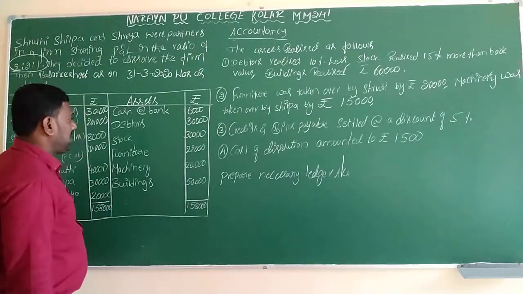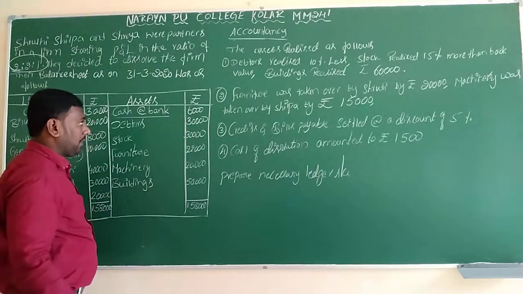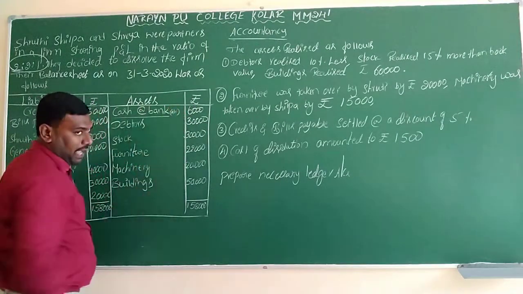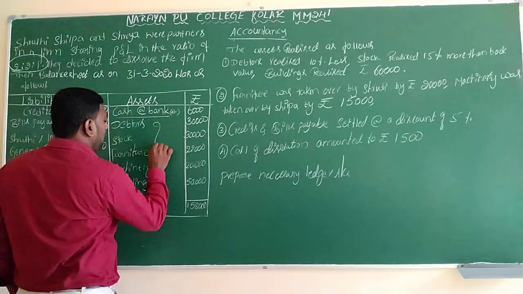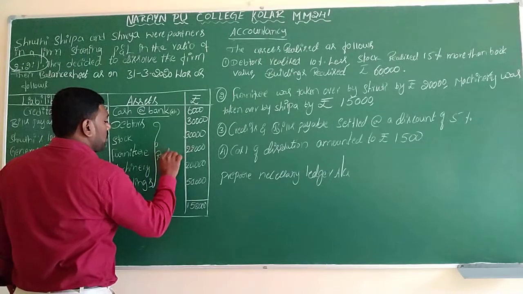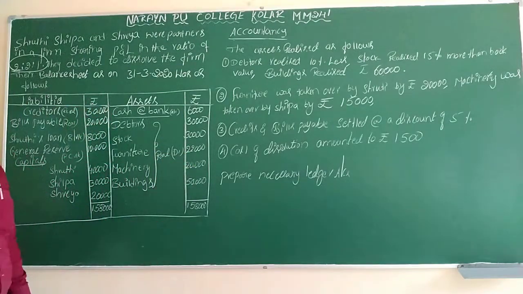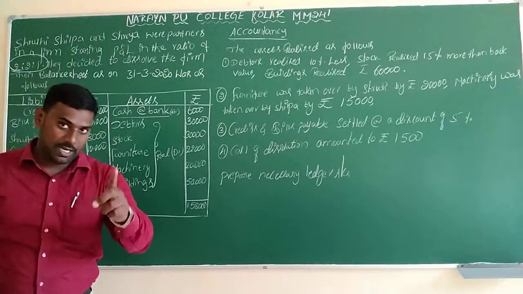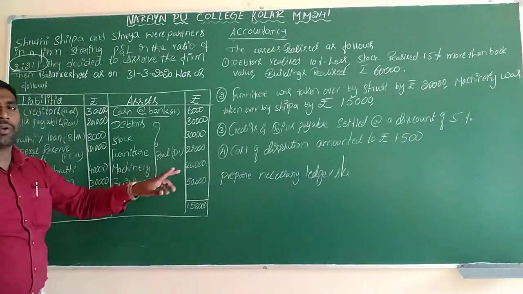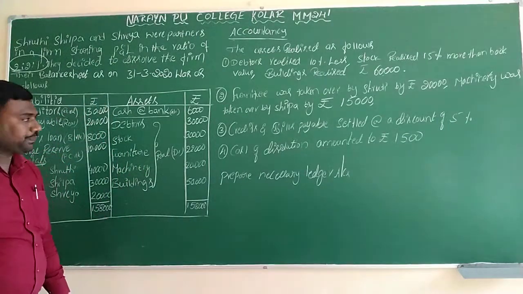Let's come to the asset side. Cash at bank is given, so it will come to the bank account only, as an opening balance. All the remaining assets we should record on the debit side of the realization account under step number 1. In step number 1, whatever assets are given, we have to record all of them according to their book values only.